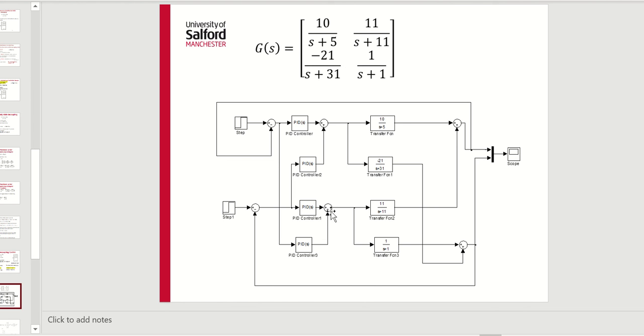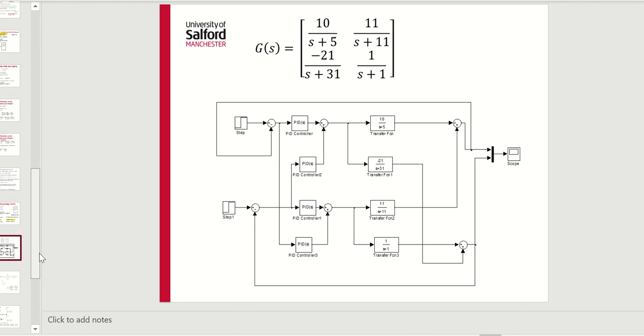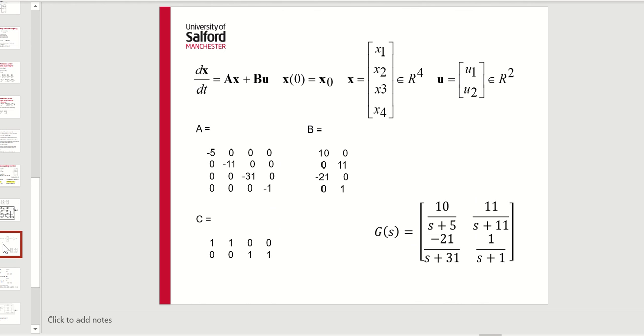It's fairly interactive, and this is our centralized controller design, and we could now have a go at designing a controller for that. So the first thing we could do is take our transfer function, and it's got 4 separate poles in it. So we can have a pole at -5, a pole at -11, a pole at -31, and a pole at -1. And then we could use Gilbert's algorithm to get the ABC. So this is the ABC now for this system here.